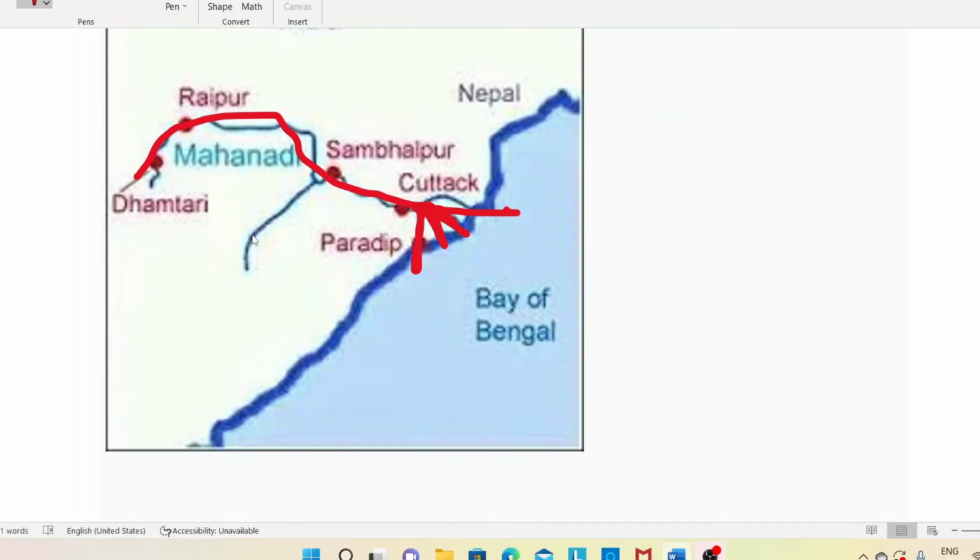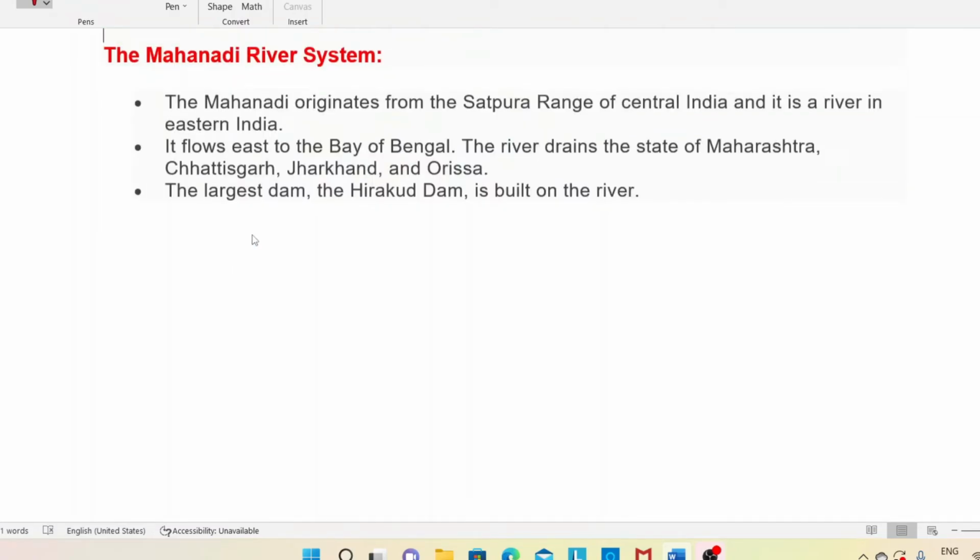This is about east flowing Peninsular rivers, that is Godavari, Krishna, Kaveri and Mahanadi. These are the east flowing rivers. Let's see the west flowing Peninsular rivers. The first one is the Narmada river system. The Narmada river is located in central India.